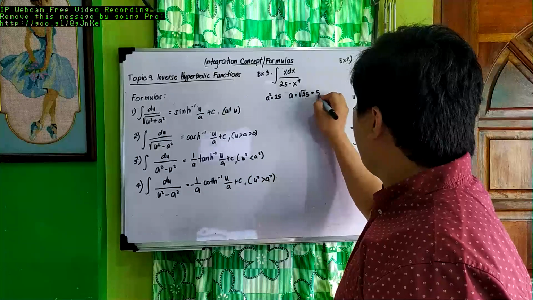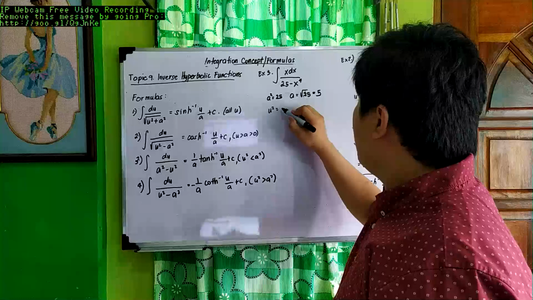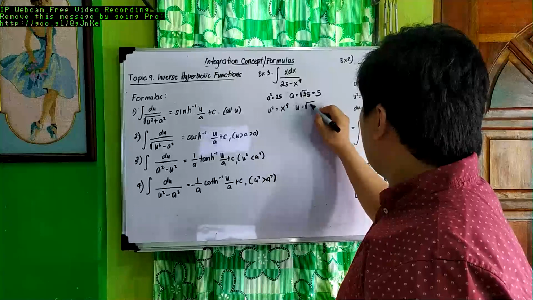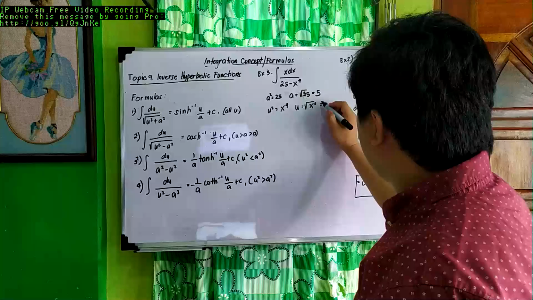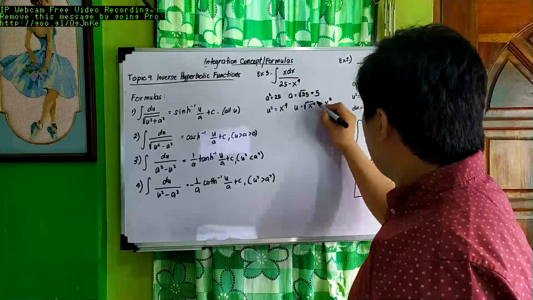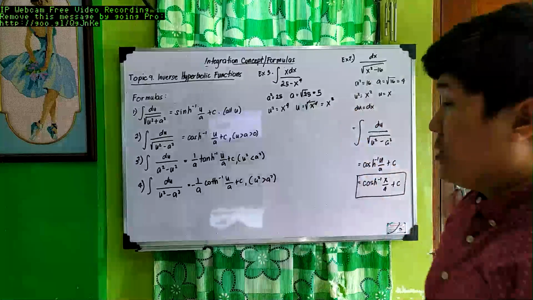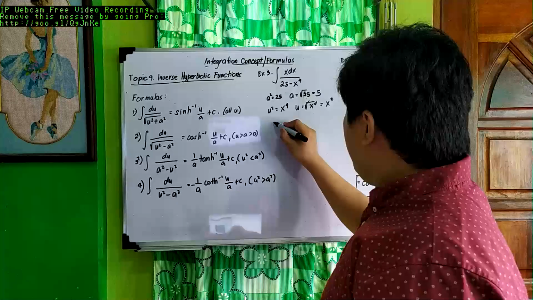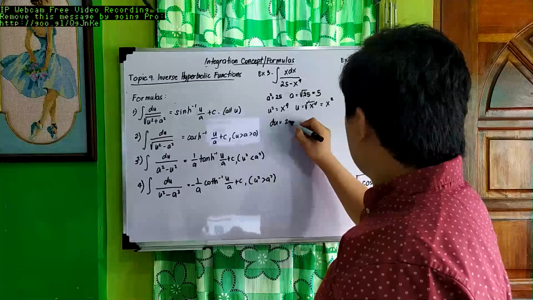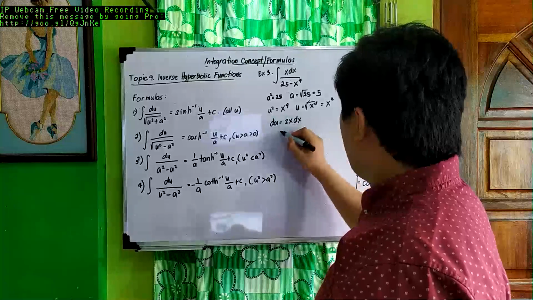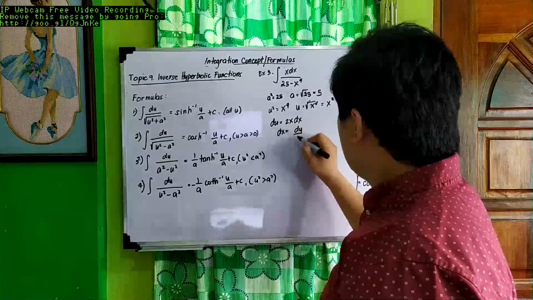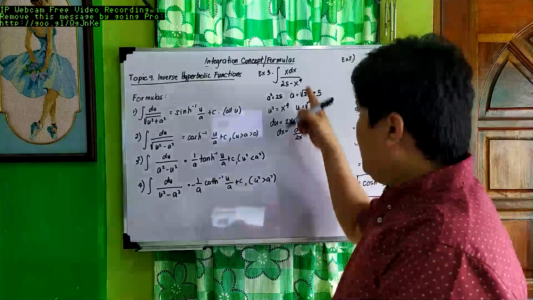25, which gives you 5. Your u squared will be x raised to the power of 4. And your u will be the square root of x raised to the power of 4. So you have x squared, actually, right? Then we'll get your du. Your du is 2x dx, where your dx will be equal to du over 2x.